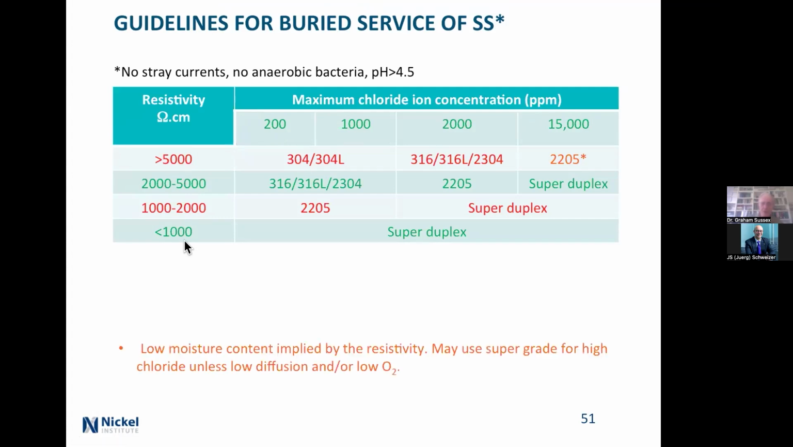And if you're talking about putting 2205 into very high levels of chloride, 15,000 parts per million chloride, then you wouldn't expect 2205 to work terribly well. In practice, it will usually work quite well, simply because you've got a barrier all around it of the soil, which basically stops the corrosion products going away. And hey, that means the corrosion stops.